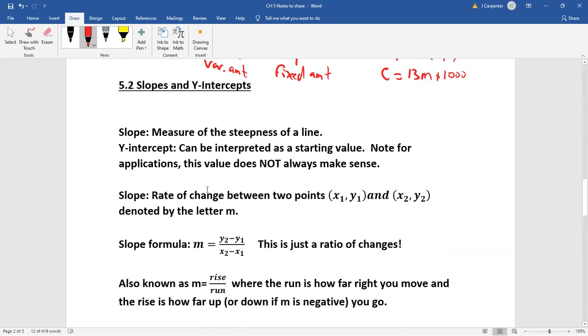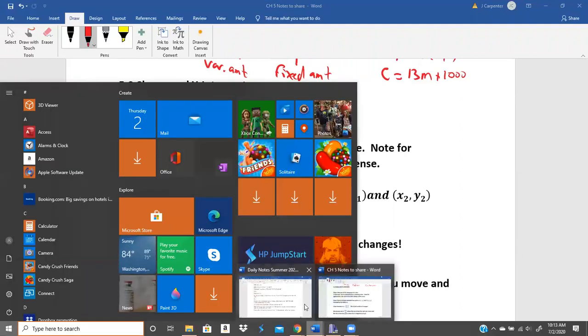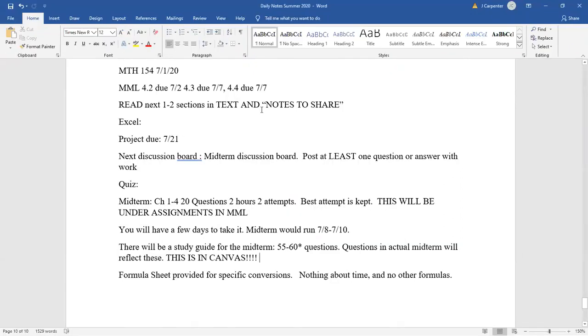So 5 days from now. Pull up your due dates and all the other information that's important just to close out. 4.2 is due on the 2nd, 4.3 and 4.4 are due on the 7th. Your test is going to run from the 8th through the 10th.